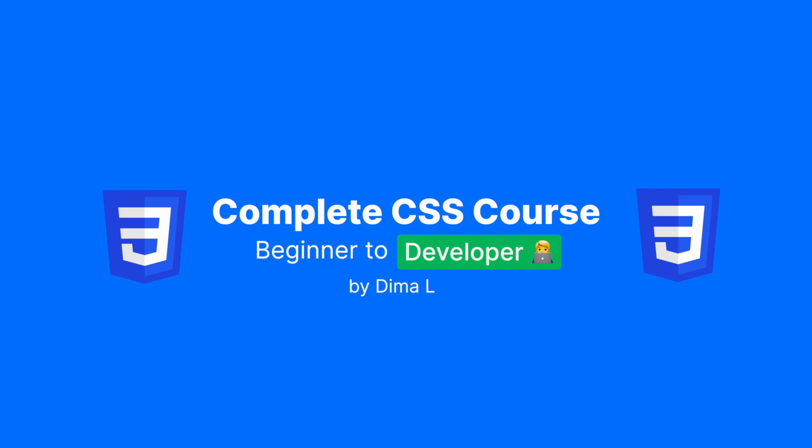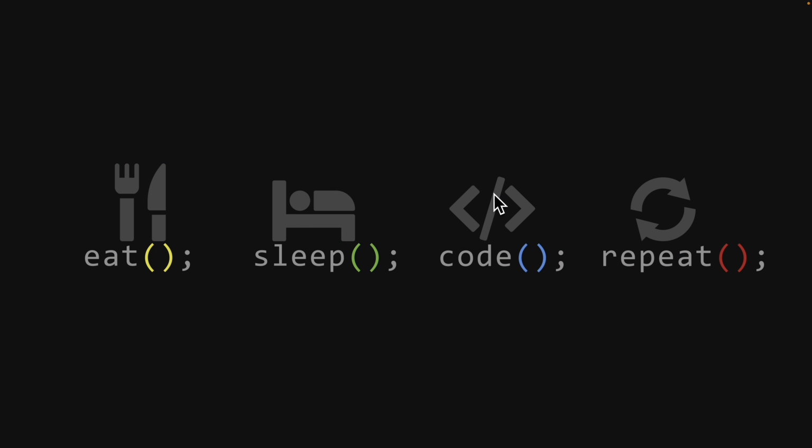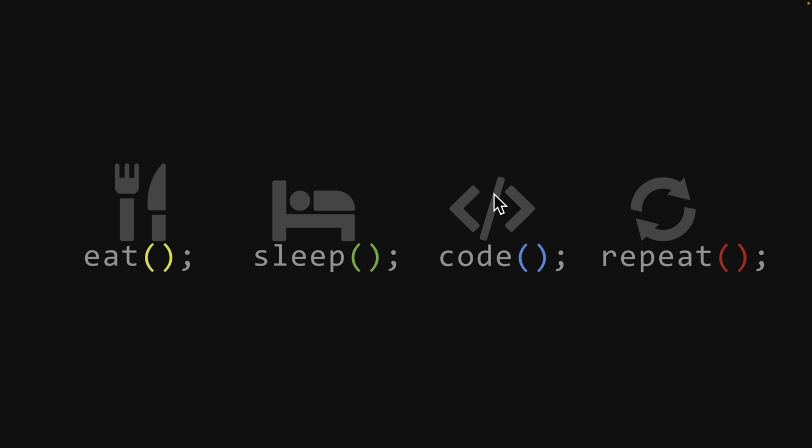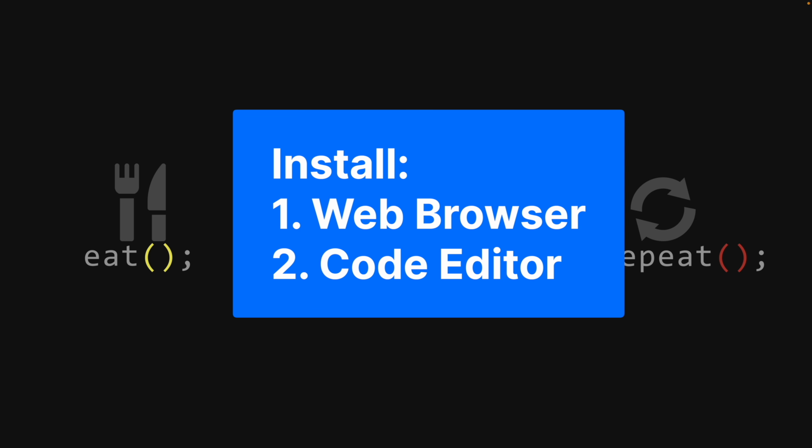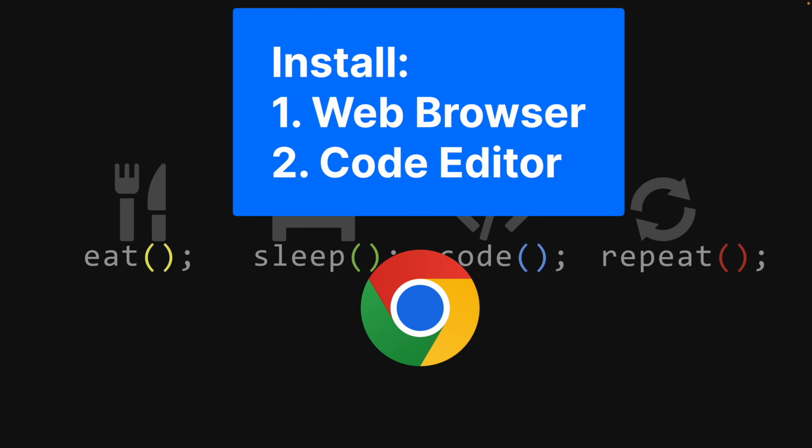I'll be doing this course on a Mac, but everything is the same for Windows. You can adjust the speed of the video here if you want to go faster or slower. Before we start, we need to install a web browser and a code editor. We'll use the web browser to view the websites we create in this course. I recommend installing Google Chrome. It's the most popular web browser for web development. It's available for Windows, Mac, and Linux.